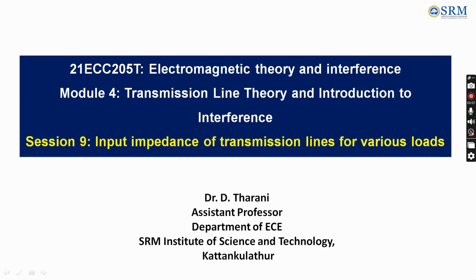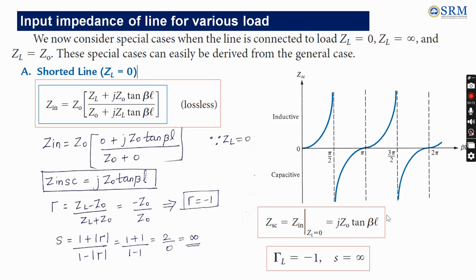In this session, let us find the input impedance of a transmission line for various load conditions. We have found the generalized expression for the input impedance of a transmission line in the previous session. Now we are going to apply the special cases, such as when the line is terminated by a load having zero impedance, that is, a short-circuit condition. When the line is short circuited, the load ZL is zero.